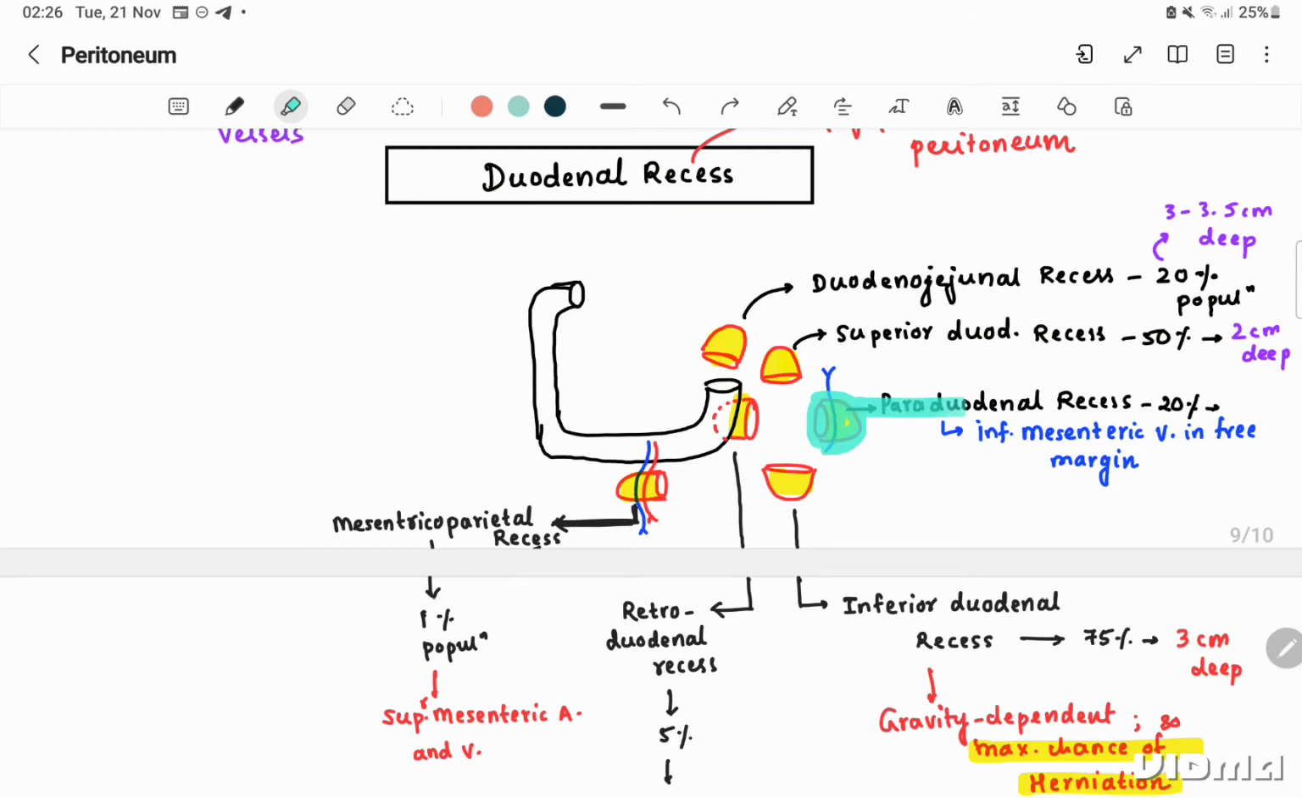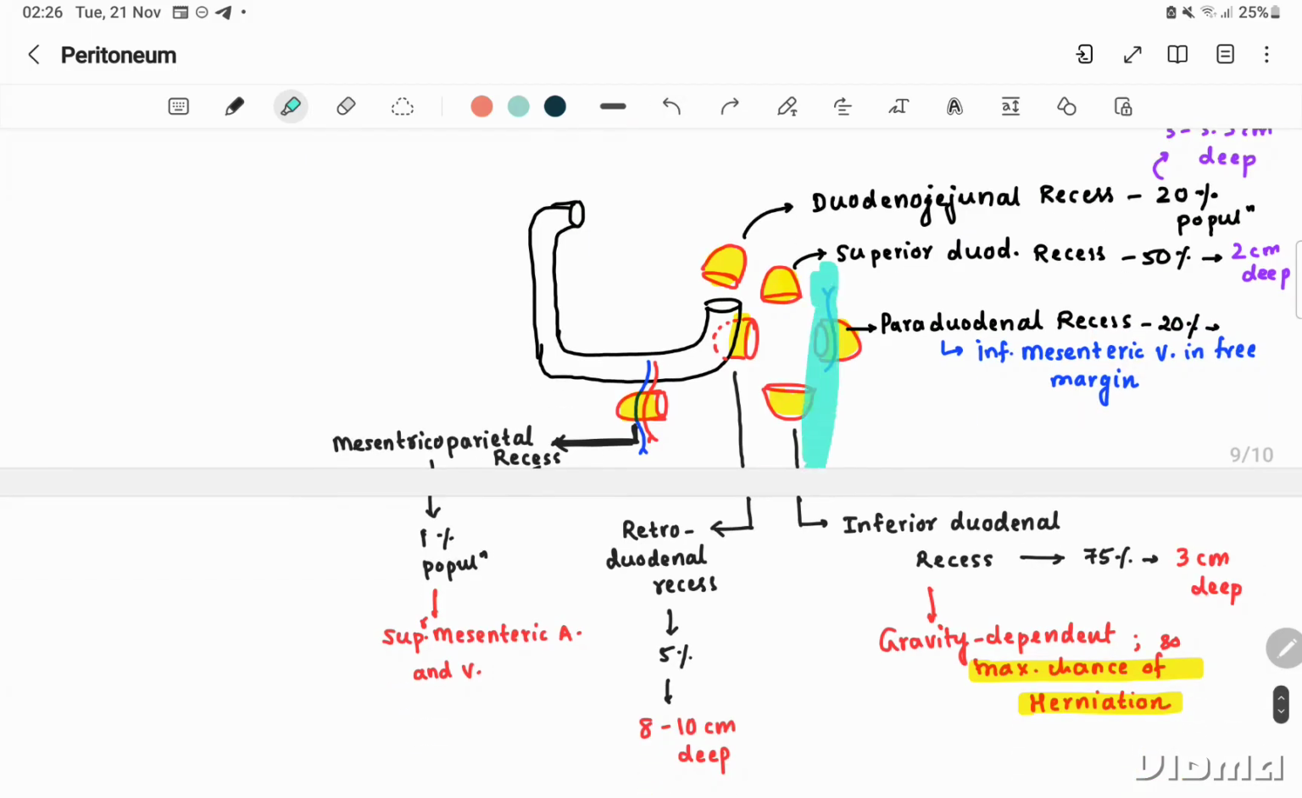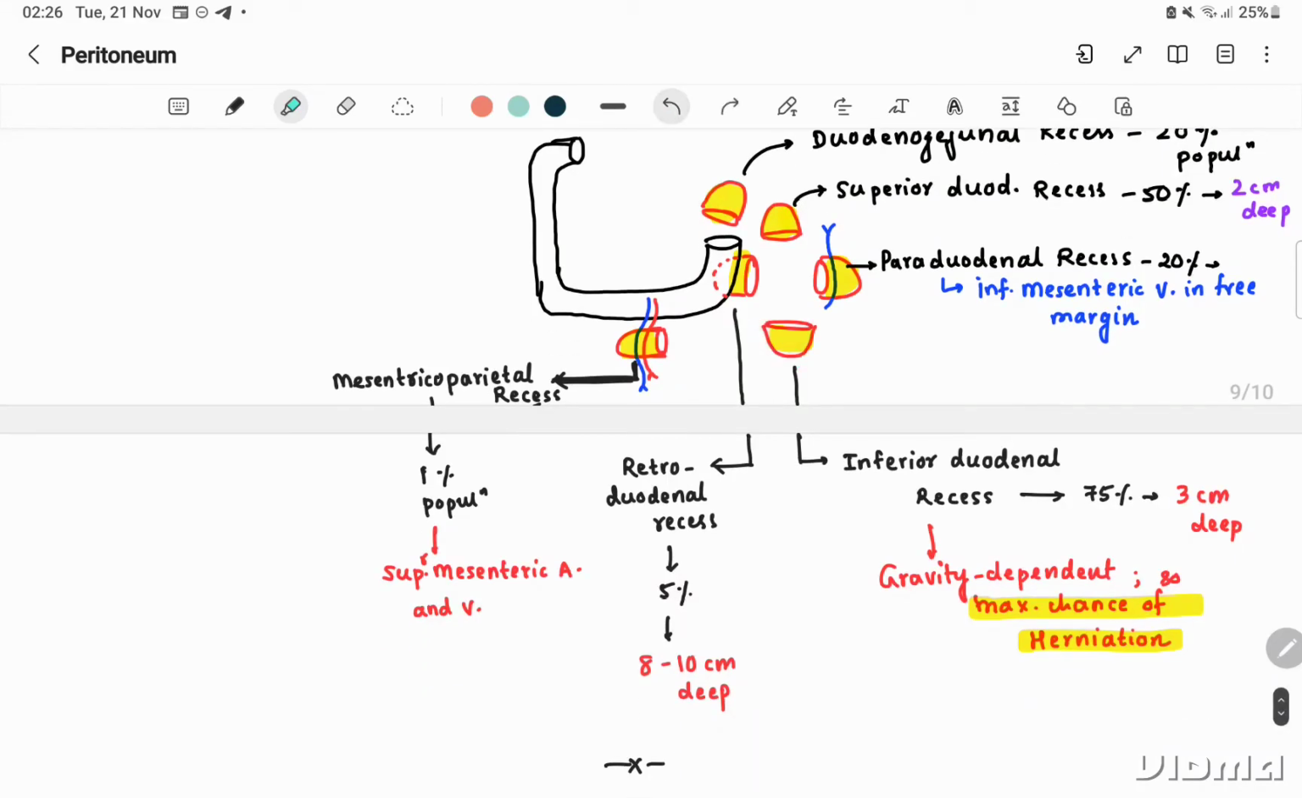And the paraduodenal recess, where the inferior mesenteric vein is present in its free margin like this. Your inferior duodenal recess is present in 75% of the population, and it is a gravity dependent recess, so there are maximum chances of herniation. Hernia can be formed. You can think of a bowl, and if you put water in it, the water goes down by gravity. So the inferior duodenal recess, in 75% of the population, is about 3 cm deep.